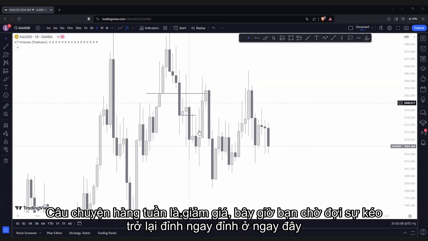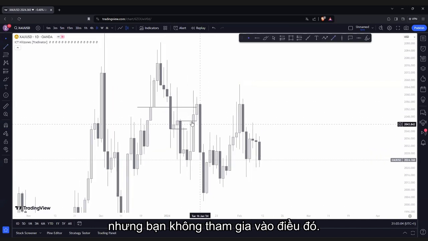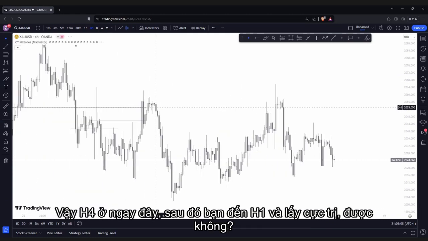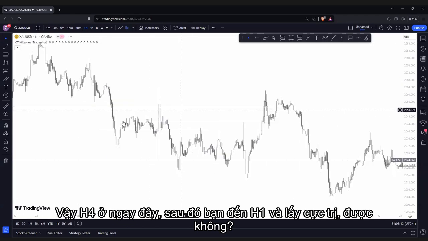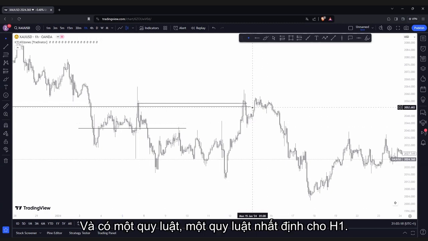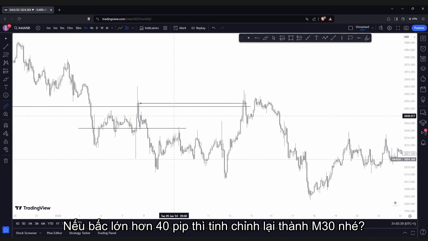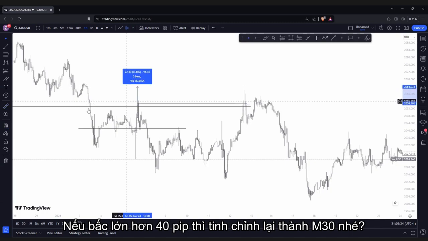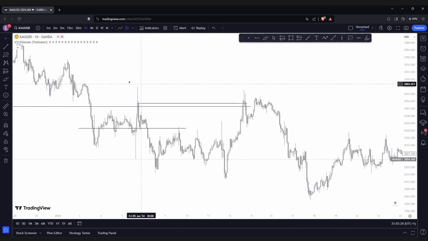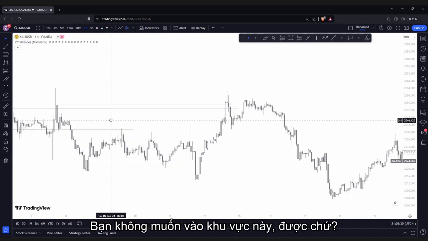Now you wait for the pullback to the apex. The apex is right here, but you do not enter off of that. You refine it to the H4 and H1. So H4 is right here, and then you go to the H1 and take the extreme. And there is a certain rule for H1. If the wick is bigger than 40 pips, refine it to M30. So here the wick is 91 pips. You don't want to be entering this zone.